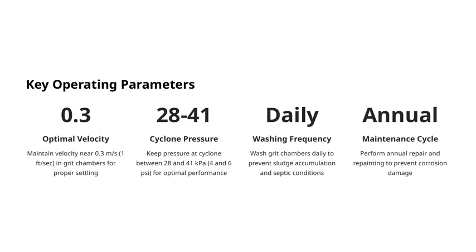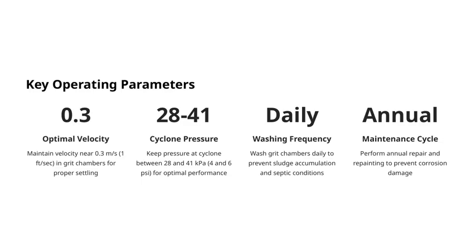Let's take a closer look at some key operating parameters that ensure our system runs smoothly. First, maintaining an optimal velocity of about 0.3 meters per second, or roughly 1 foot per second, in the grit chambers is crucial. This helps us achieve proper settling of particles without disturbing the process. Next, when it comes to cyclone pressure, we want to keep it between 28 and 41 kilopascals, which is about 4 to 6 pounds per square inch. Staying within this range ensures the cyclone operates at peak efficiency, effectively separating grit from the water.